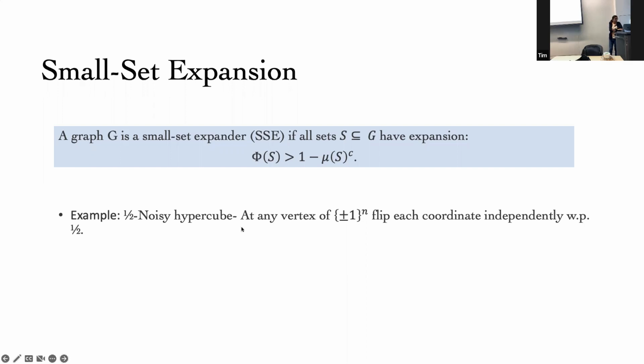Yeah, so this graph, you can check that it's not an expander because if you take sets which have one coordinate fixed to 1, they will have expansion like half or something, which will not satisfy this. But as you keep decreasing the set size, the expansion goes to 1.